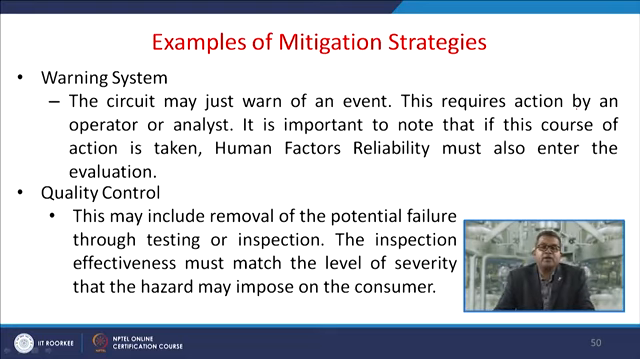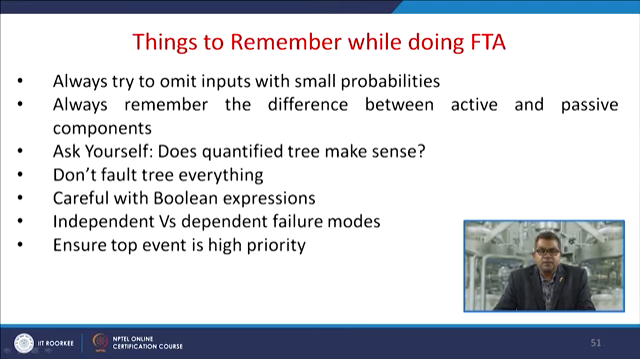Another one is quality control. So, this may include the removal of a potential failure through testing or inspection. Now, the inspection effectiveness must match the level of severity that the hazard may impose on the consumer. There are certain things you need to remember while performing the fault tree analysis: always try to omit inputs with small probabilities. Always remember the difference between active and passive components.